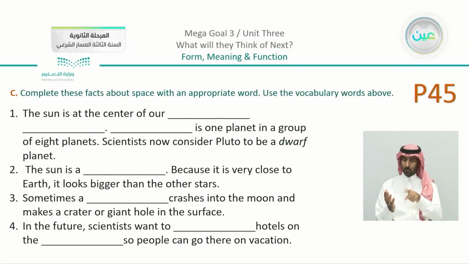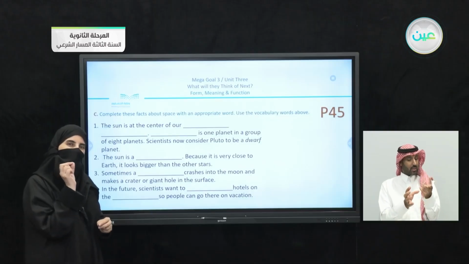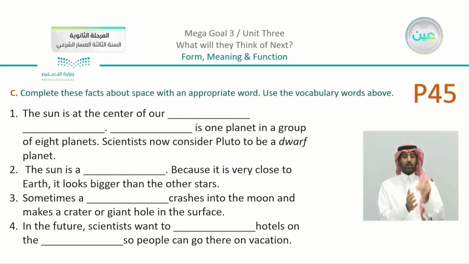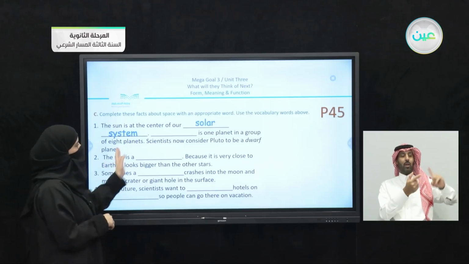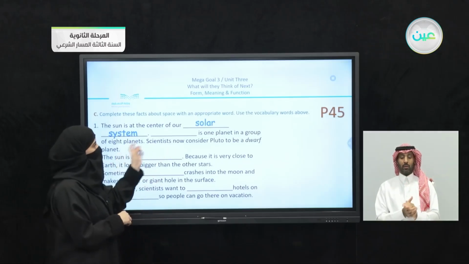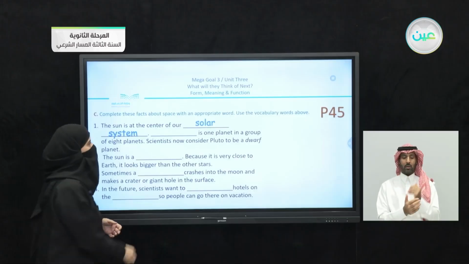We have number 1, the sun is at the center of our blank. Actually, you have 2 blanks. So just watch out for the smallest details that we have here, the full stop between the 2 blanks. So we can say that the sun is at the center of our solar system. Okay, so we have here 2 words. And then starting with the other sentence, blank is one planet in a group of 8 planets. So we are talking about, of course, we're going to choose our beloved planet, which is planet Earth.